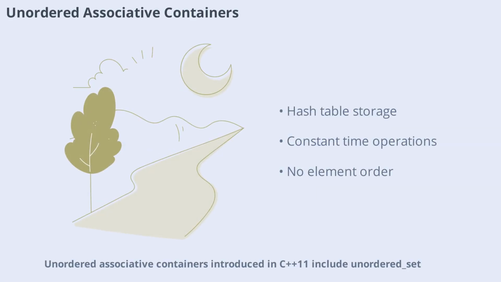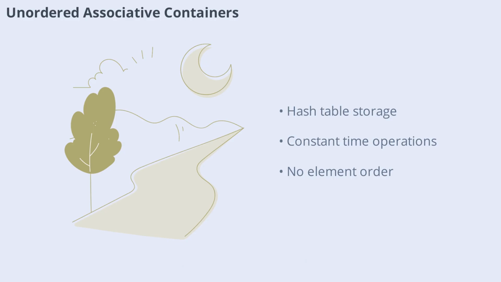Unordered associative containers introduced in C++11 include unordered_set, unordered_multiset, unordered_map, and unordered_multimap. These containers use hash tables for storage, providing average constant time complexity for insertion and lookup. They are perfect when you need fast access without caring about the order of elements.